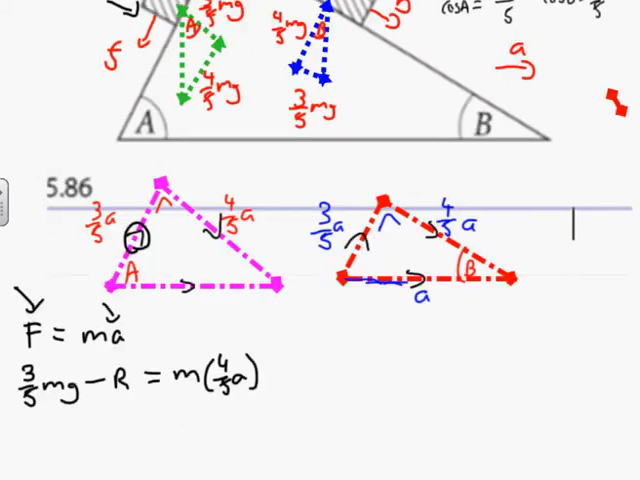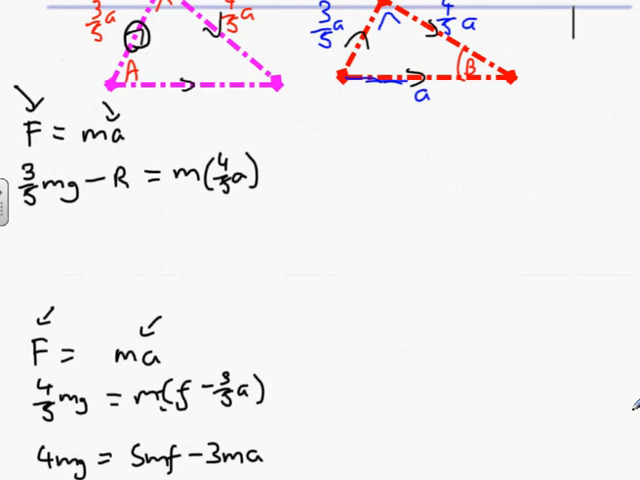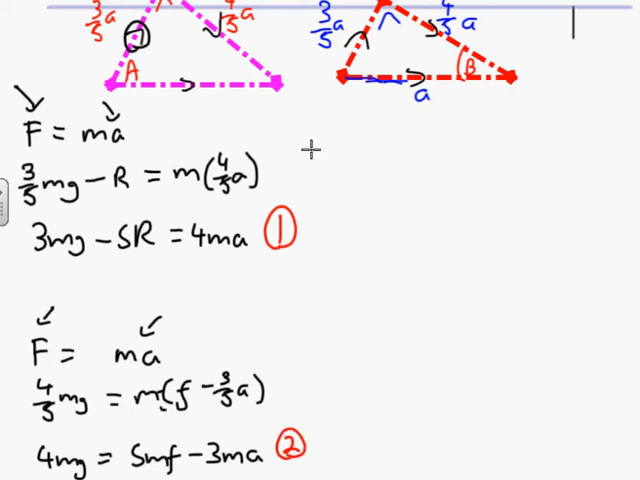Okay, once again multiply both sides by 5. 3mg minus 5r equals 4ma. Label it equation 1, equation 2. Draw a line down the middle. Okay, so we have 2 equations out of 5.